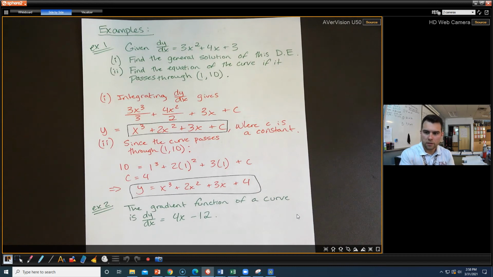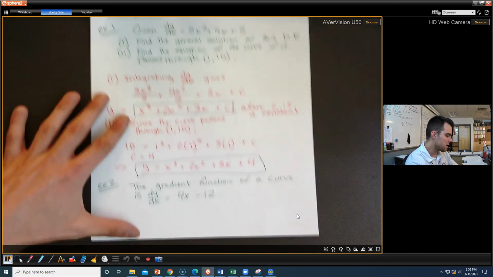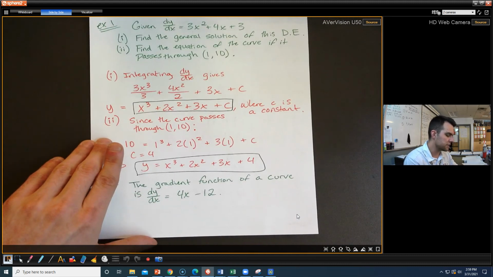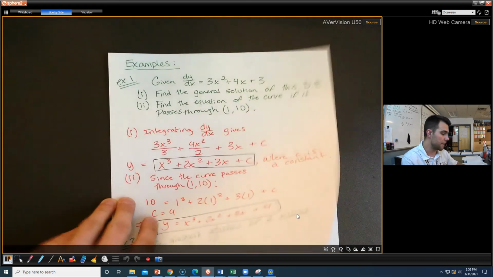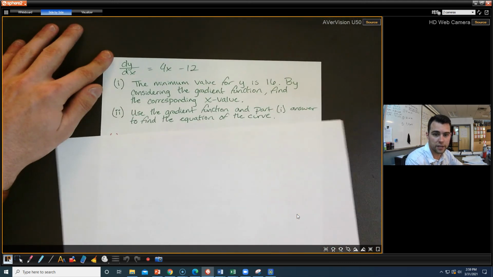Now, part 2, or example 2, I mean, is going to be very similar to this, although we are going to have to rely on max and mins just a little bit. Okay? So what we looked at actually pretty recently with the optimization. So it's giving us the gradient function of a curve. It's saying dy dx equals 4x minus 12. Okay. Keeping that in mind, we need to do 2 things.